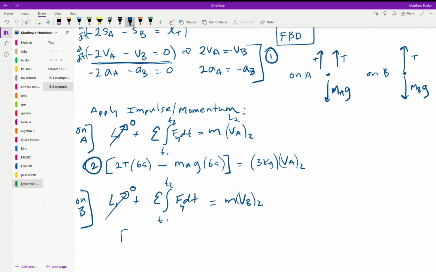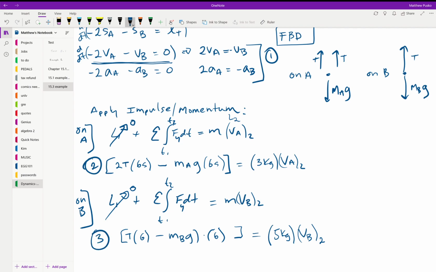What about our summation of our forces? The forces are still constant in this case, so we don't have to integrate. But what do we have? On B, I just see one tension applied for 6 seconds. And then I see the force pointed down of mass B times gravity. And that's all times 6 seconds. That's going to equal mass B, which is 5 kilograms, all times the velocity of B at 2.